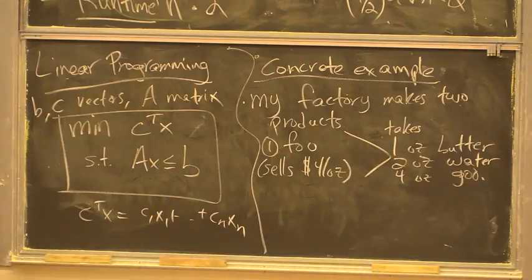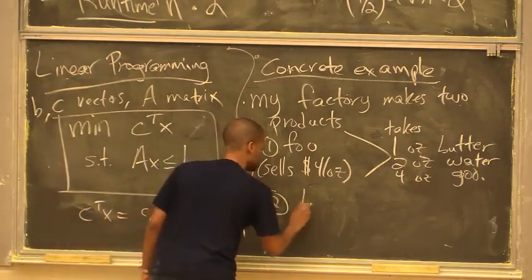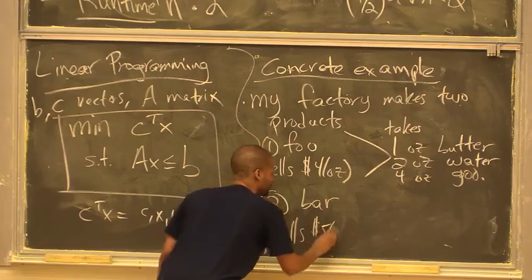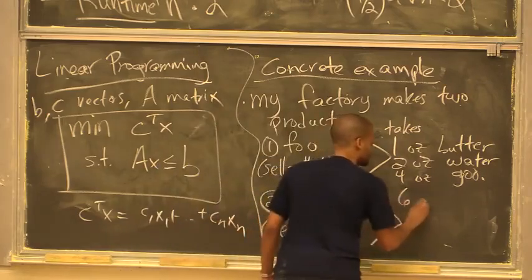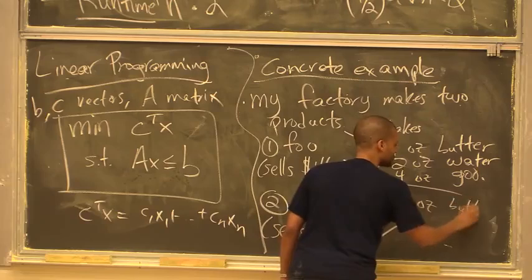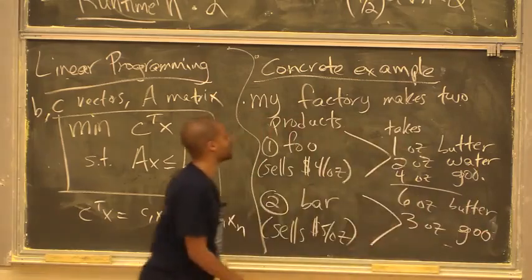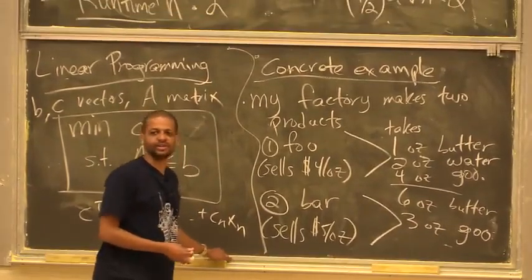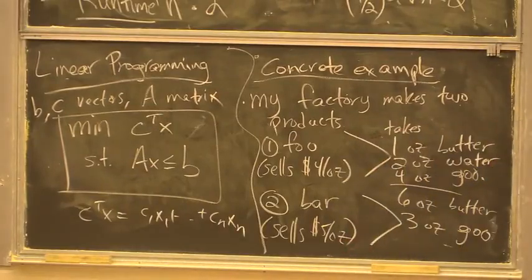And then my other thing that my factory makes is bar. And this sells for $5 per ounce. Making 1 ounce of bar takes 6 ounces of butter and 3 ounces of goo. And given that I have a certain leftover amount of water, butter, and goo stockpiled, what's the maximum amount of money I can make by manufacturing foos and bars?